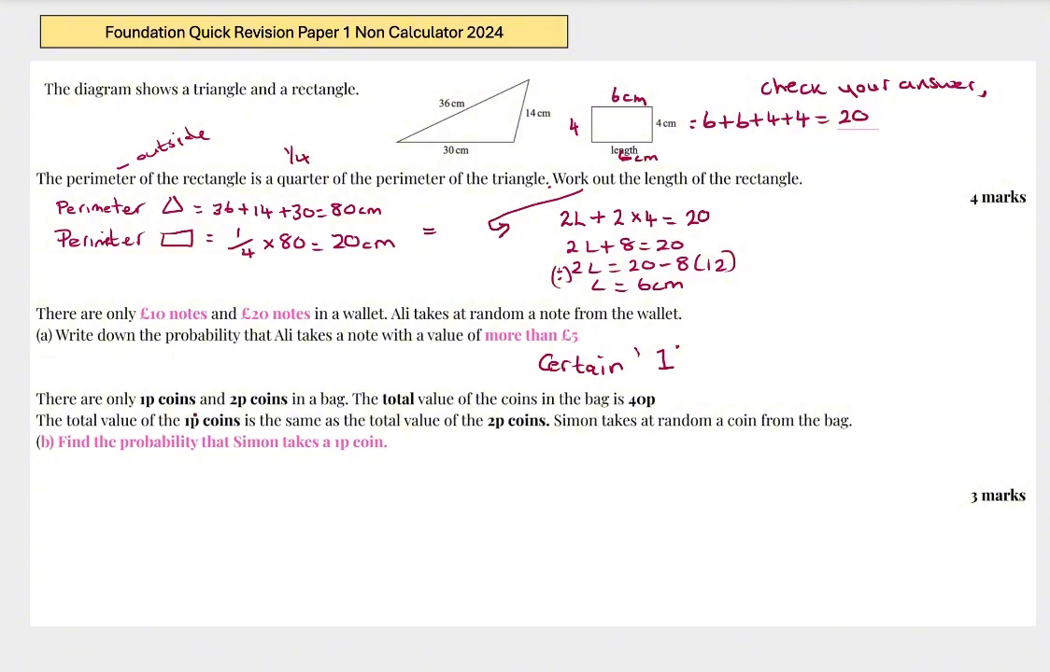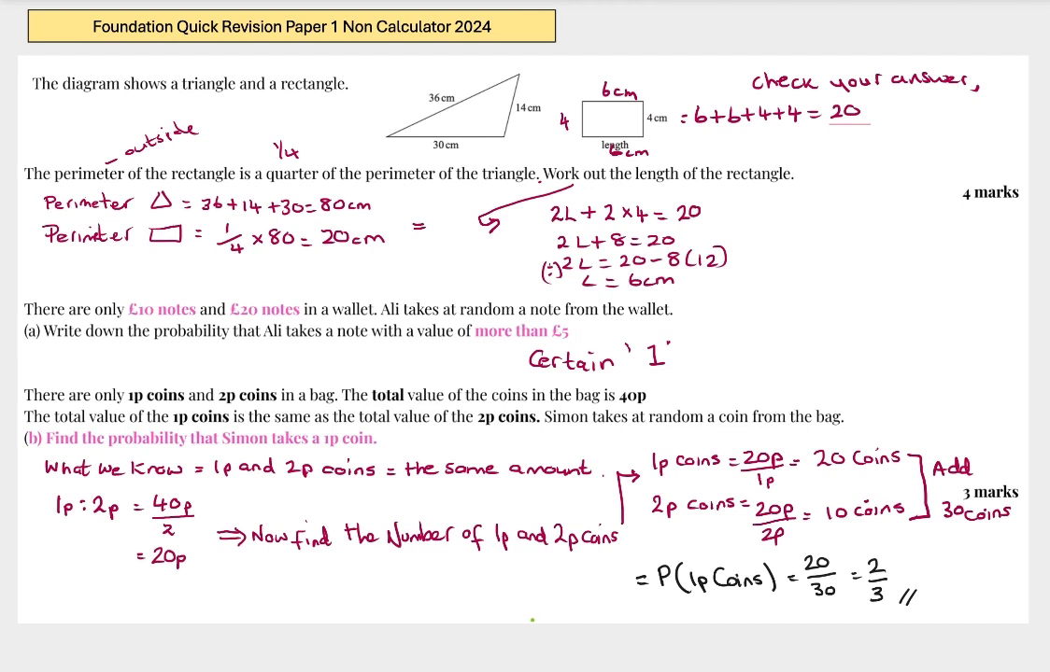There are only 1p coins and 2p coins in a bag. The total value of the coins in the bag is 40p. So we've got 40p in total. The total value of the 1p coins is the same as the total value of 2p coins. Simon takes at random a coin from the bag. So he's closed his eyes, put his hand in a bag, and he's going to pull out a coin. So you need to find the probability that Simon takes a 1p coin. And some of you guys would just look at the question and think, I'm just not going to attempt it. But don't think like that. I'm going to try and explain it.